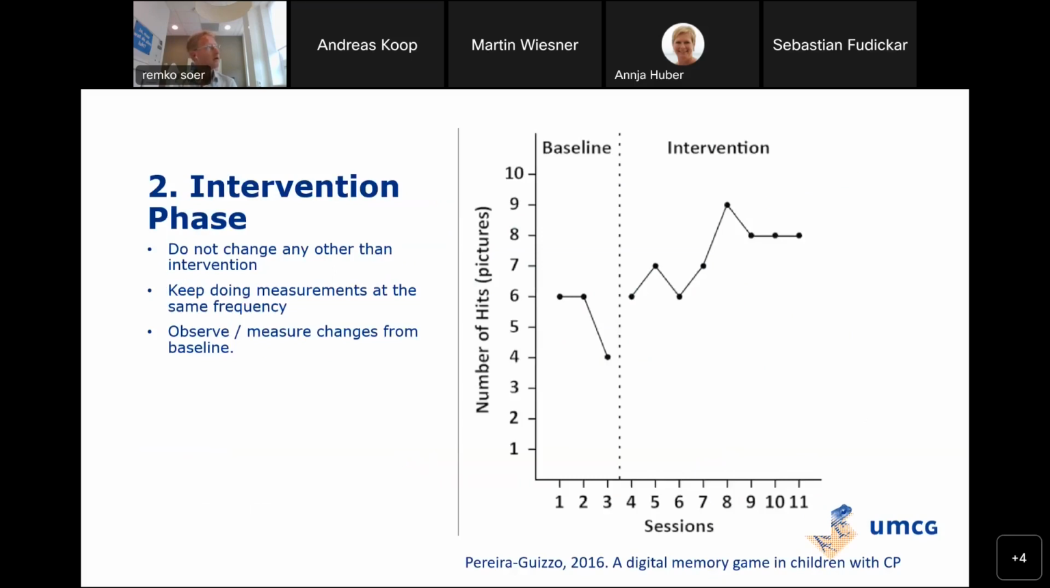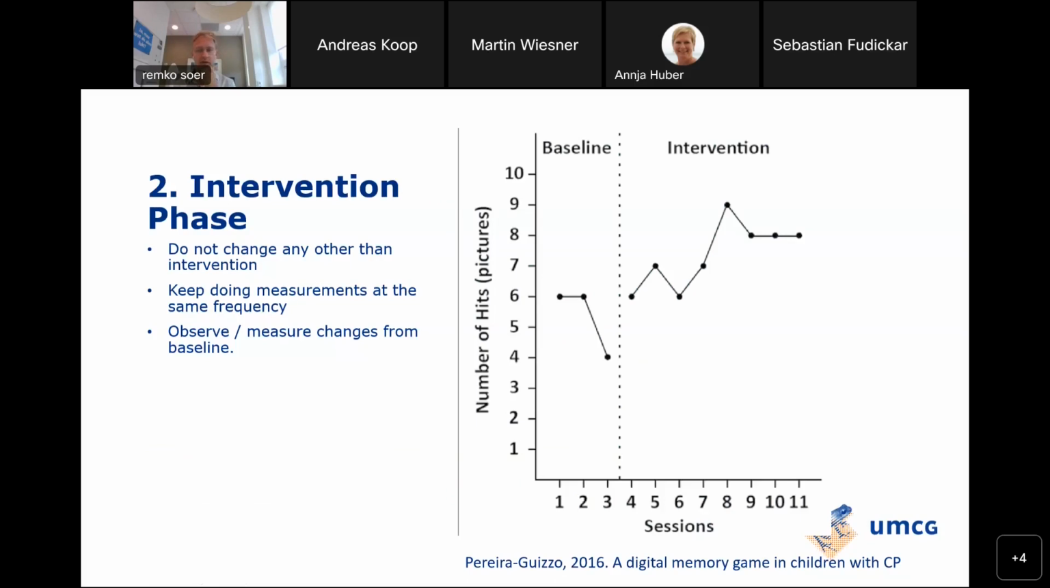So if you say, I'm going to train you for sports, or do a physiological training, then don't change anything in the behavior of the patient except for that training. So in this study from Pereira Gizzo in 2016, they first had a baseline in patients with cerebral palsy. That is a brain disorder that children are born with.